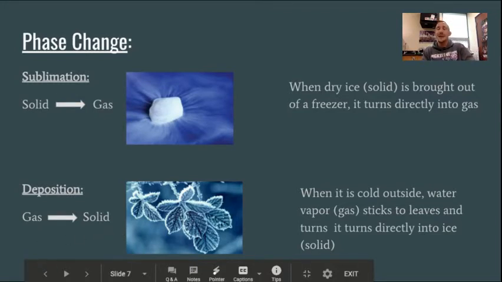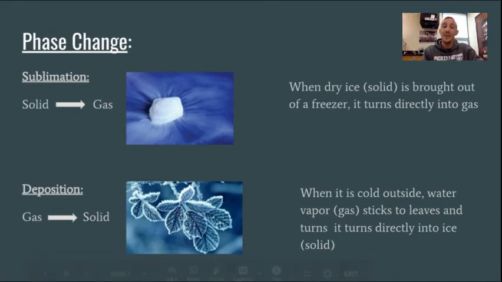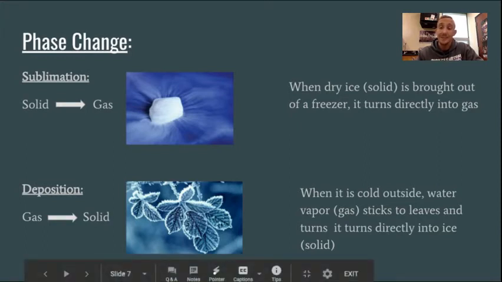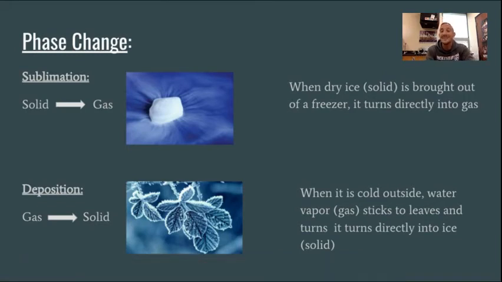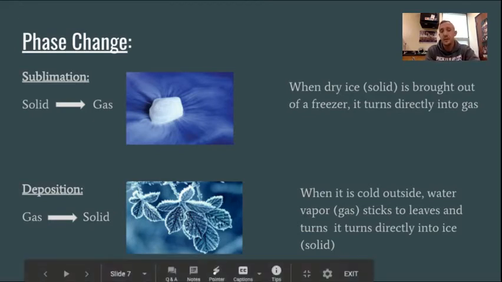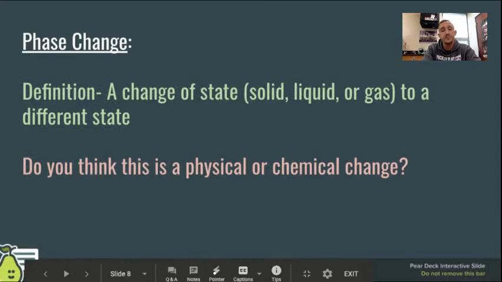You usually see this in the mornings, most times in the winter. We have a gas, which is usually water vapor, and if it gets very, very cold it turns to a solid. So when you're outside, gas sticks to leaves and turns directly into ice if it's super cold. That is deposition. Please write these down, you will be using these.